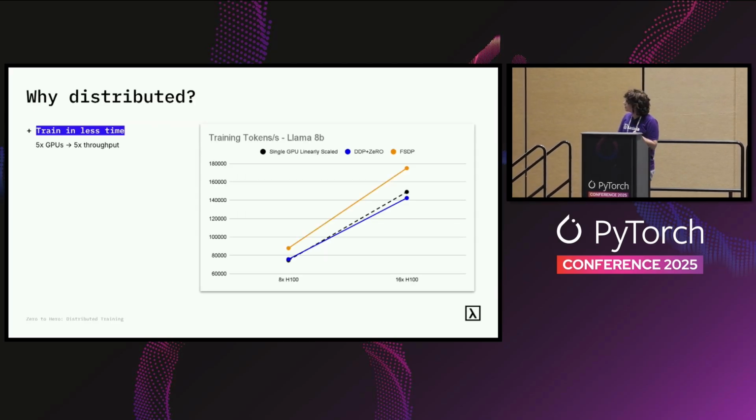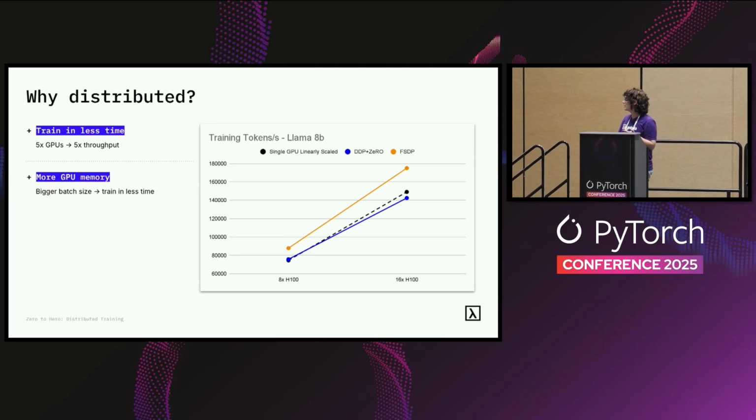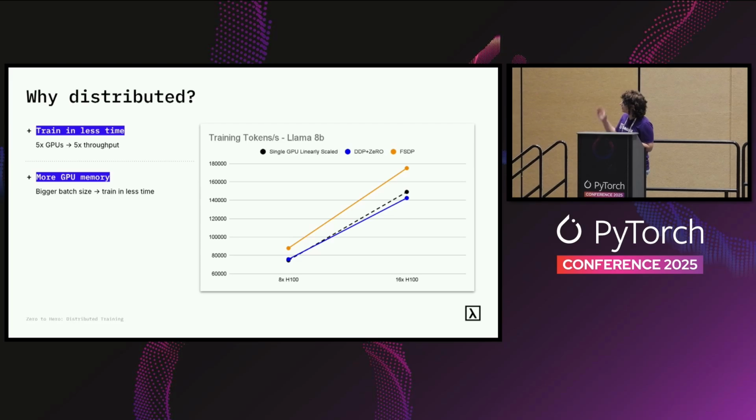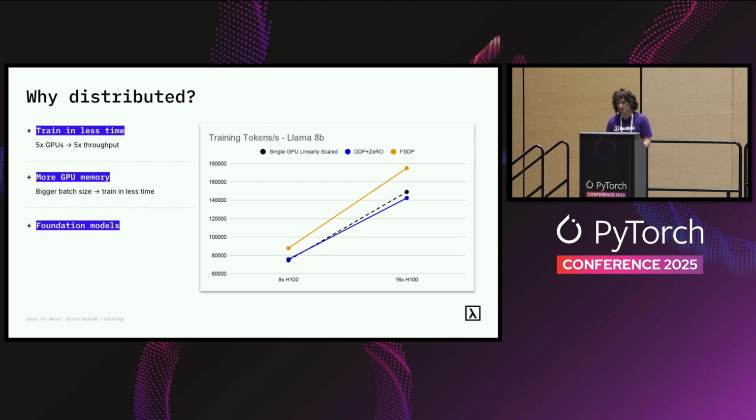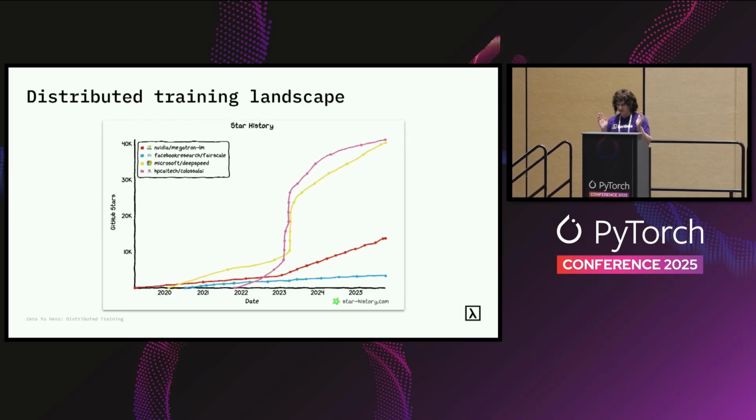Why would you do distributed training? It's really 2 reasons. One, to train in less time. So if you have 10 GPUs, you can train 10 times faster. The graph over here is showing the techniques I'm talking about today, where you can kind of beat linear scaling with FSDP. The other reason is if you're training foundation models, and you basically just need thousands of GPUs to do that. And we definitely get to different types of problems once we're training models that big, which I'll talk to at the end.